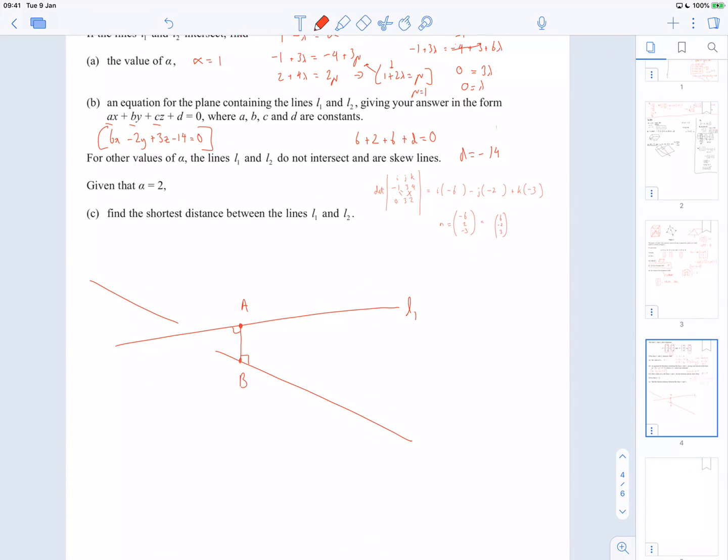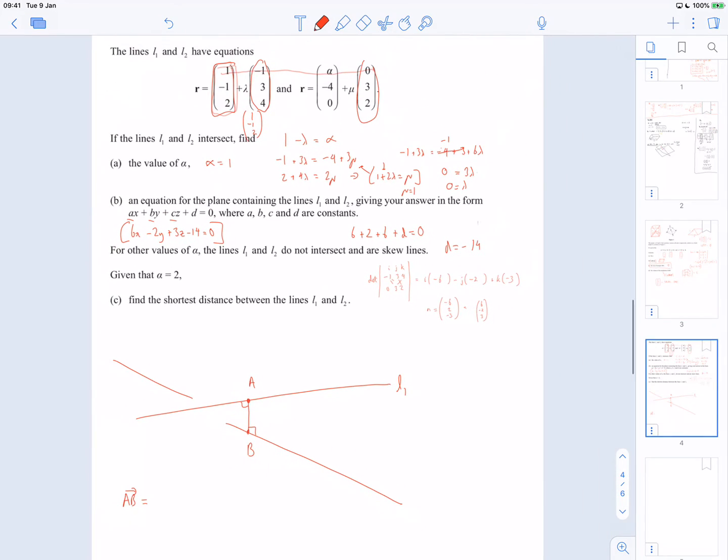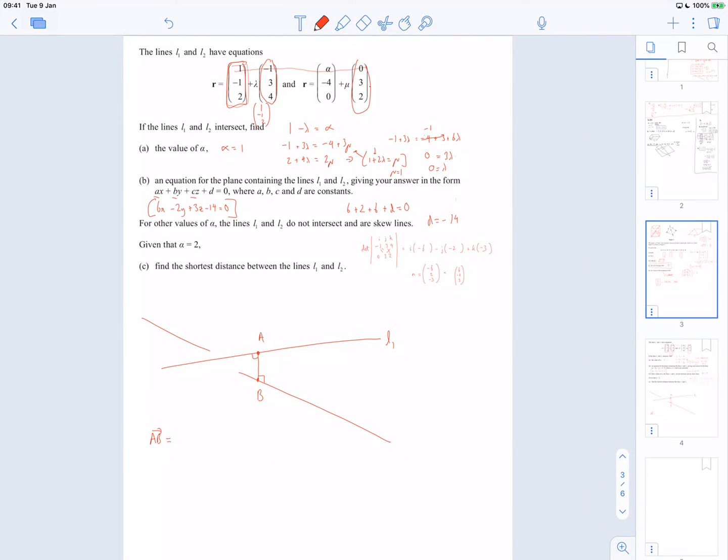So how would I go from A to B? Well, that would be the general point on the line L1. Well, that would be B minus A. So I would do alpha minus 4, 0, which is 2 minus 4, 0, minus the 1 minus 1, 2. But then I've also got to add the directional component of L2, which is mu lots of 0, 3, 2, minus the lambda component 1, 3, 4.